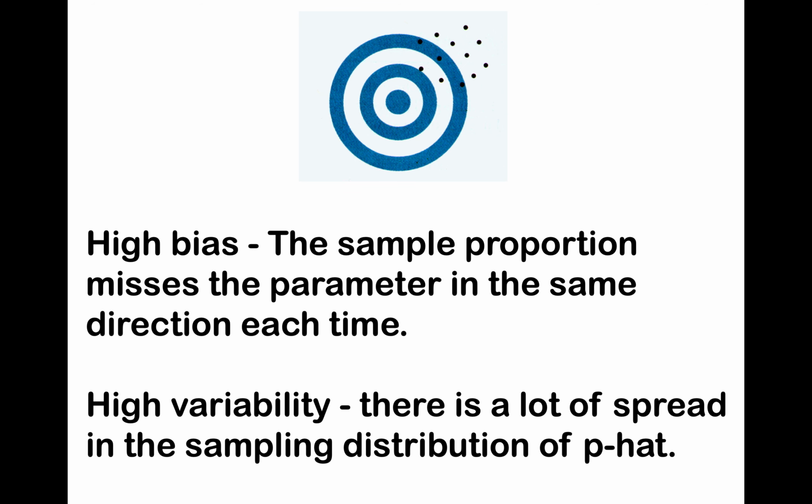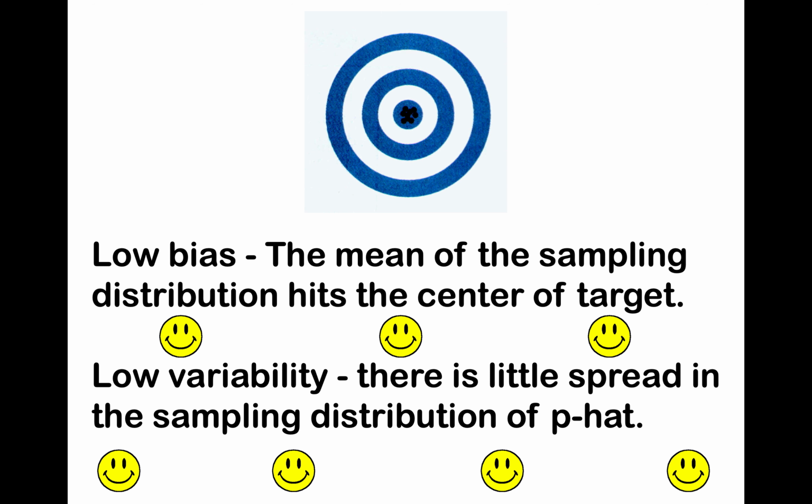So you can have high bias, the sample proportion misses the parameter in the same direction each time, and high variability, there's a lot of spread in the sampling distribution of p hat. And you can see how that's just bad and bad. Or you can have low bias, the mean of the sampling distribution hits the center of the target, and low variability, there's very little spread in the sampling distribution of p hat. And as you can see, that makes us happy.